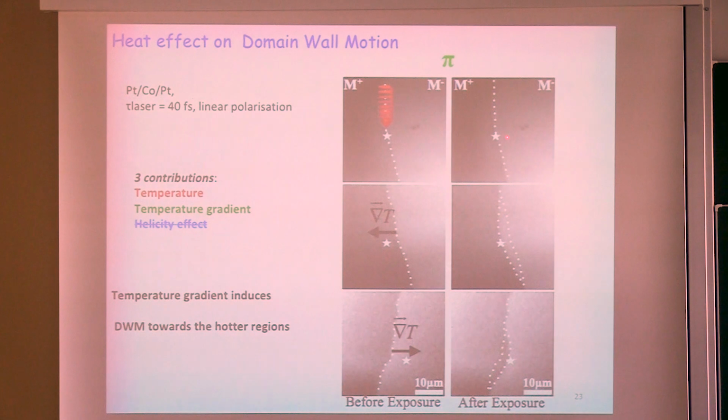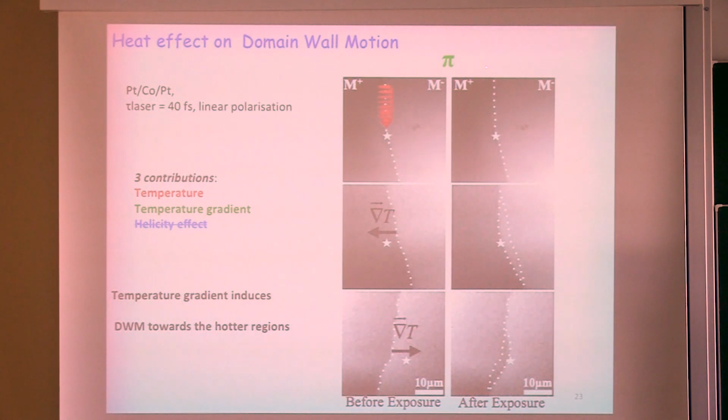Okay, so that's with the linear helicity, got it. With the linear helicity, if you shine just on the domain wall, nothing happens. Or you may have sometimes, if your domain wall is really not straight, it moves a little bit to reduce the energy. If we shine a little bit on the left of the domain wall, then you can see that this domain wall is going to move toward the hot part. If you shine on the right, then it's going to move toward the hot part too.